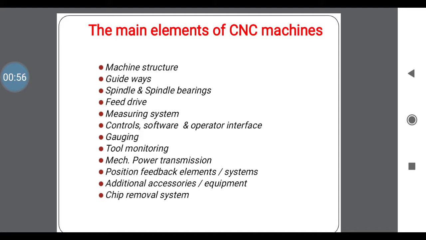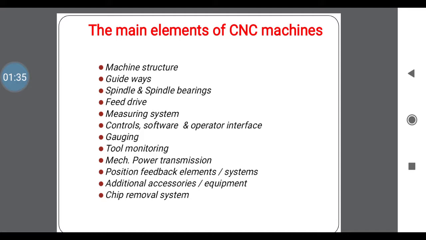Next one is the spindle and spindle bearings. These are bearings to provide support for the rotating shaft and rotating elements in the machine. Next one, drives, that are the motors to convert electrical energy to mechanical energy. Next one, measuring system, that is the inspection device which we are using in CNC machines. Next, controls, software and operator interface. This is related to the software applications: how to interface the mechanical machine to a computer and how to carry out the operations of a machine with the help of a computer by using the part program.